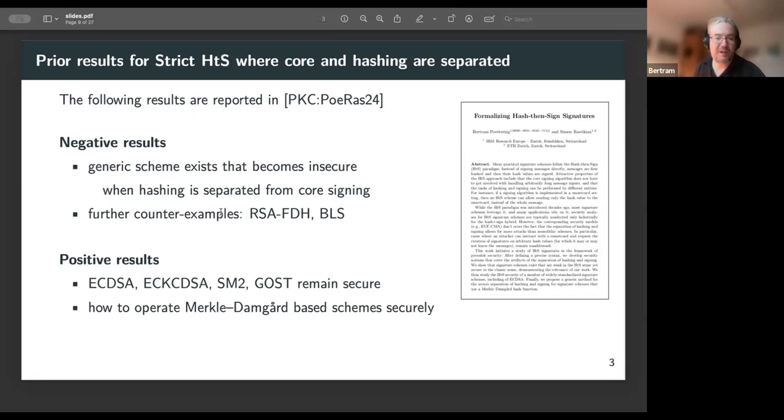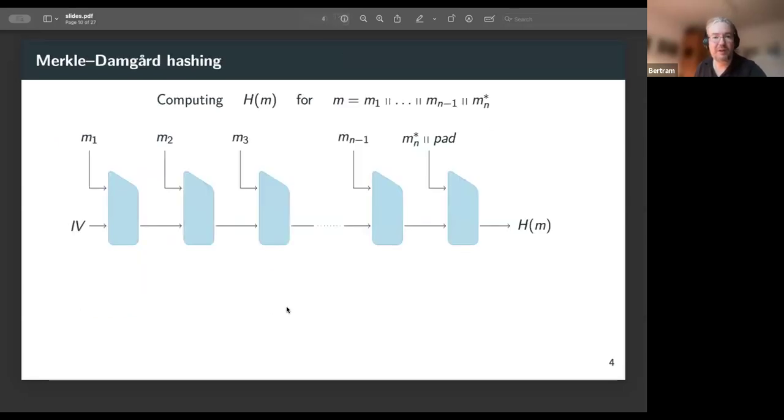But this paper from PKC also gave a very general, constructive, positive result, and that is it explained how Merkle-Damgard hashing stays secure in all cases. So, sorry, signatures that use a hash function that is a Merkle-Damgard hash function can stay secure in general, and I explain this in detail here because we are extending on it in the current paper.